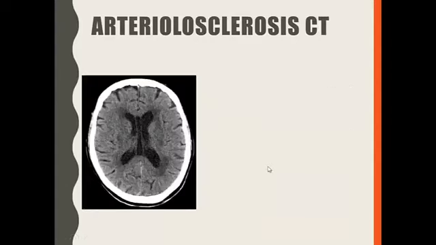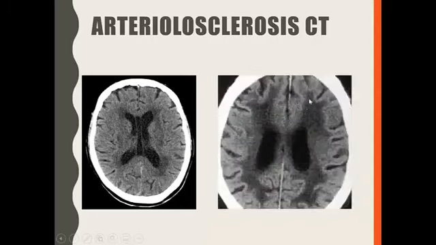How does it appear on CT? It appears as an ill-defined confluent hypodensity, which is seen mainly at the periventricular deep white matter area. Another case here of advanced arteriolosclerosis.